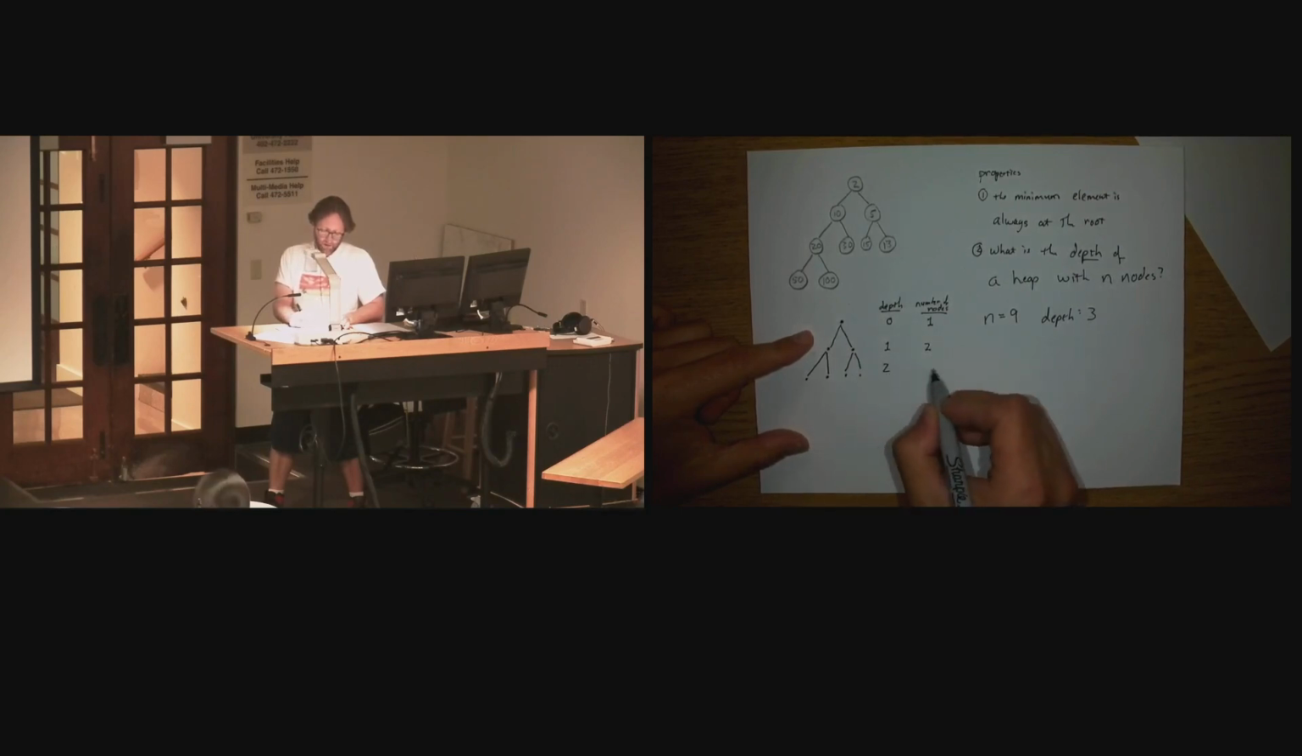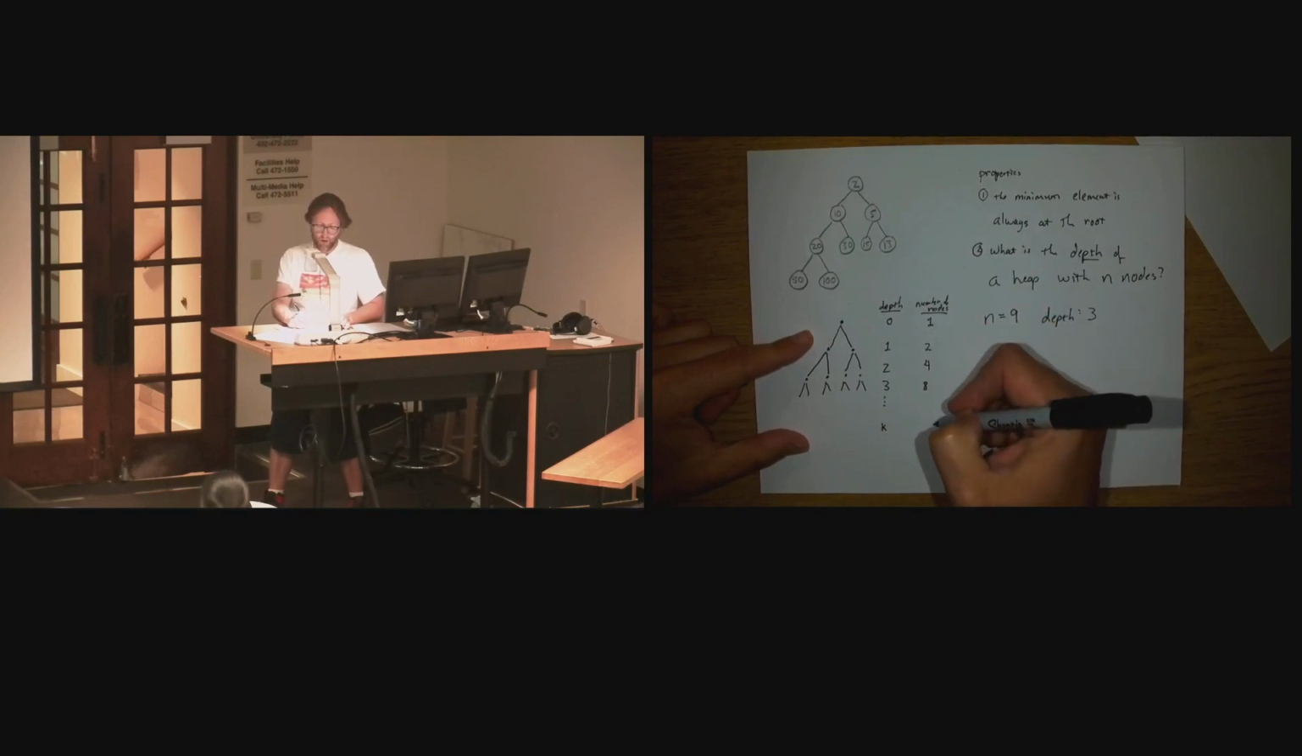And I've got a depth of 2, and there are 4. And you can kind of see that this is a geometric progression. How many are there going to be at depth 3? They're going to be 8. Dot, dot, dot. If I go down to depth k, how many nodes are there going to be? Well, if this is a geometric progression, what is this? 2 to the k. Right?